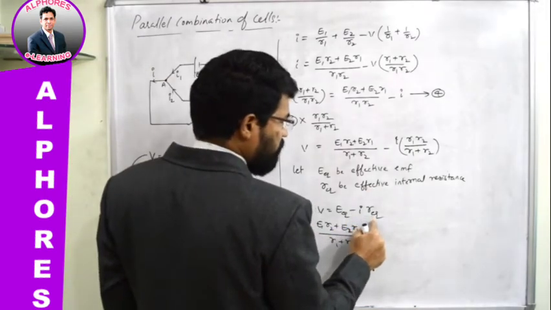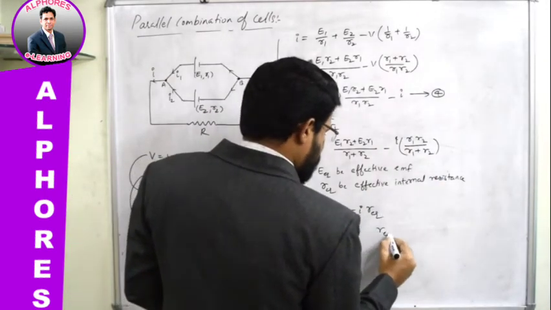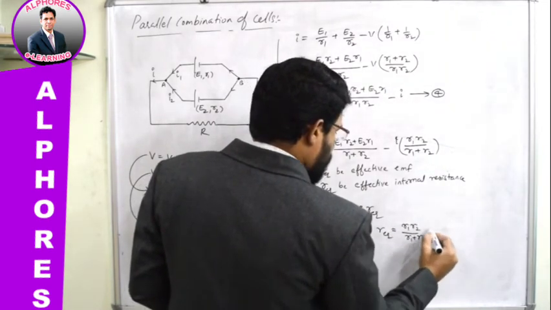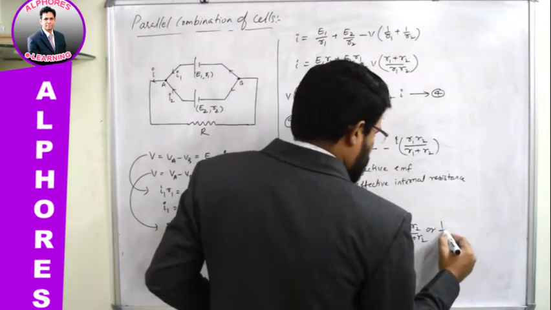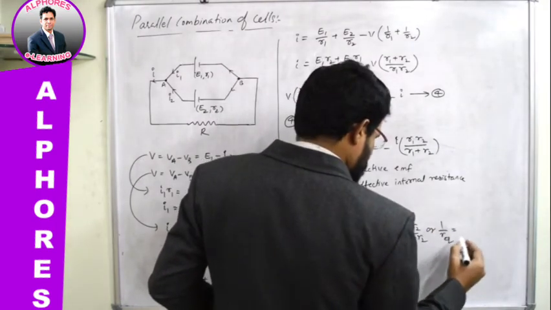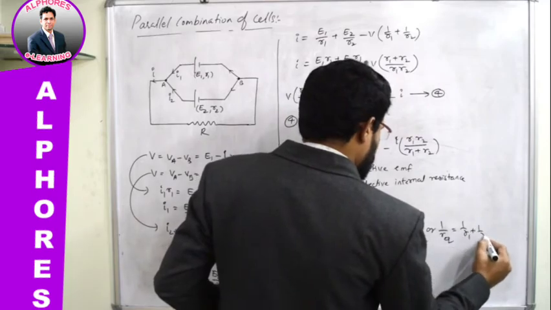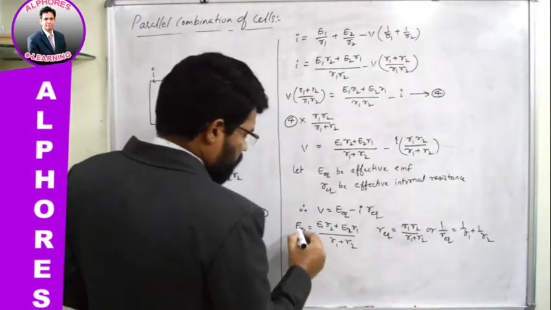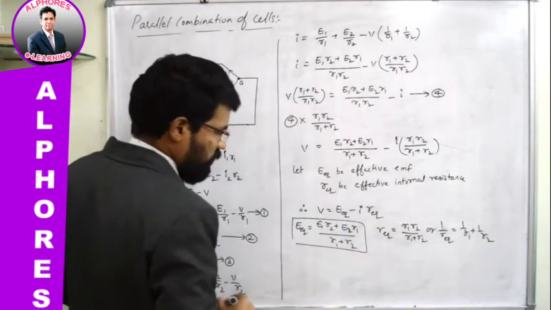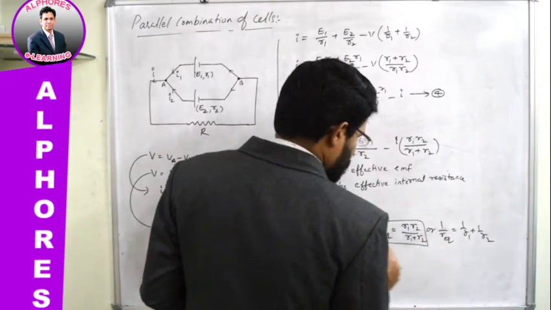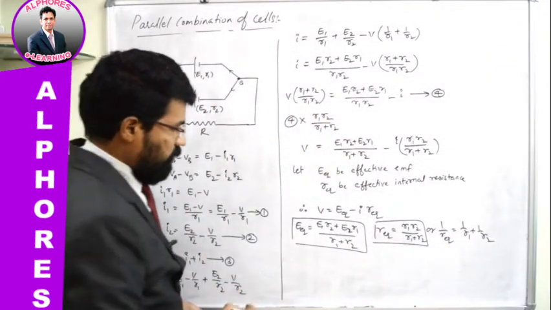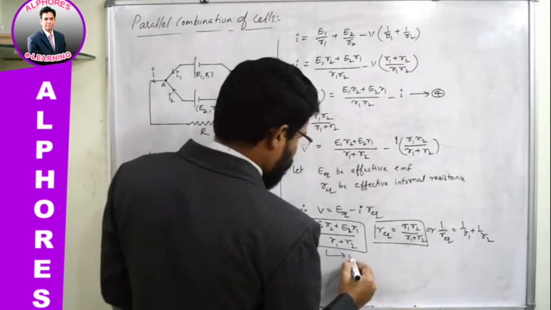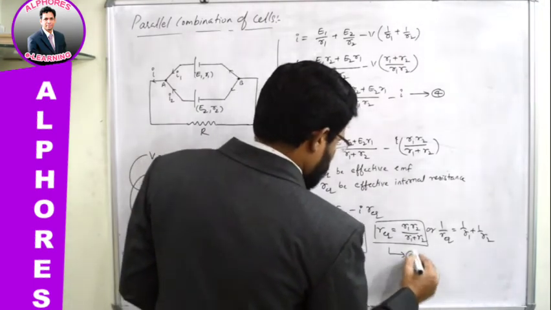And similarly, in place of R equivalent, what do we have? R equivalent is equal to R1 R2 by R1 plus R2, or the same equation can also be written as 1 by R equivalent is equal to 1 by R1 plus 1 by R2. So this expression is the equivalent EMF, and this is the equivalent internal resistance. Further, I'll give some numbers to these equations. Let it be equation number 5 and let it be equation number 6.